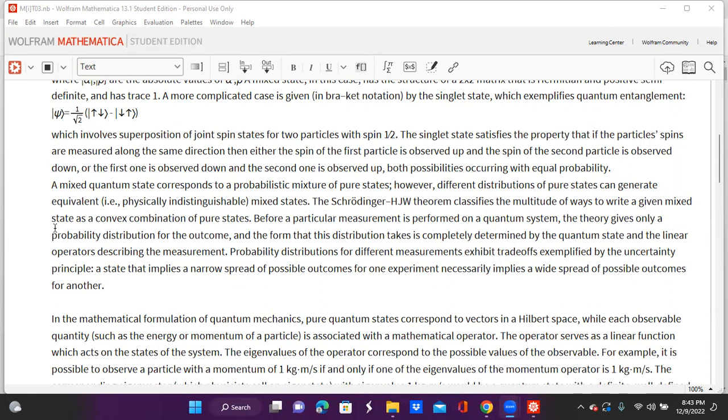The singlet state satisfies the property that if the particle spins are measured along the same direction, then either the spin of the first particle is observed up and the spin of the second particle is observed down, or the first one is observed down and the second is observed up, both possibilities occurring with equal probability. A mixed quantum state corresponds to a probabilistic mixture of pure states. However, different distributions of pure states can generate equivalent, physically indistinguishable mixed states.